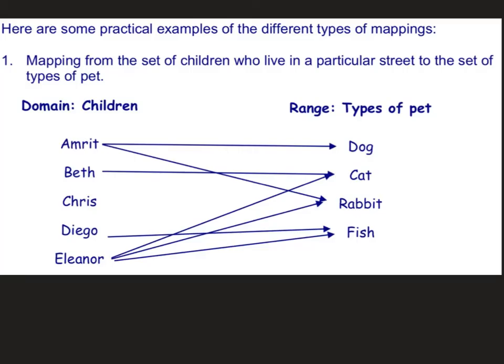So here are some quick examples. Mappings don't actually just have to happen in terms of numbers and graphs and calculations. We can think about them with real life examples. Here we've got a mapping of a set of children who live in a particular street to the set of types of pets. One child can have 2 types of pets, and any type of pet might have more than one child owning it. So this would be a many-to-many mapping.